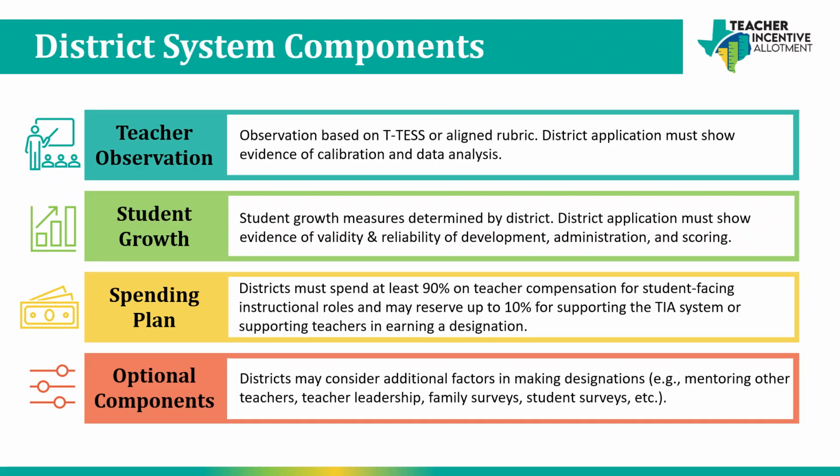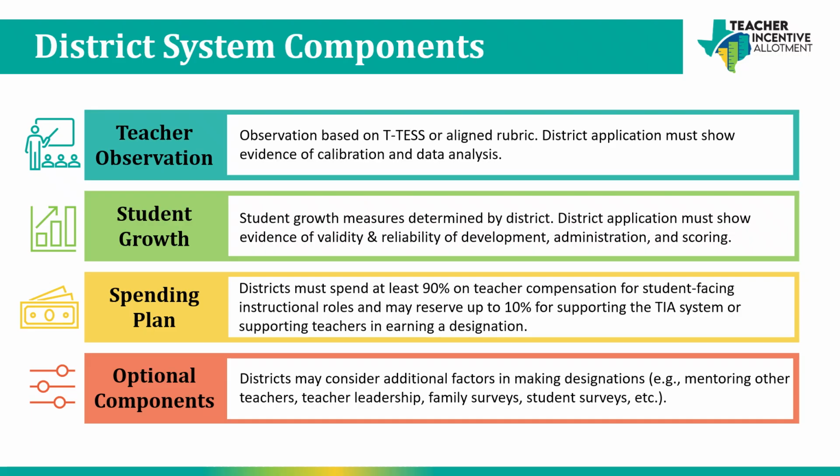The second required component is a student growth component. Student growth measures are definitely part of a TIA system, and keep in mind it's specifically a growth measure, not an achievement measure. So you want to make sure that districts are really getting at this idea of, have students grown from where they started the year to where they ended the year? Is student growth happening, even if it may or may not meet particular achievement goals? So that's the second required component of student growth.